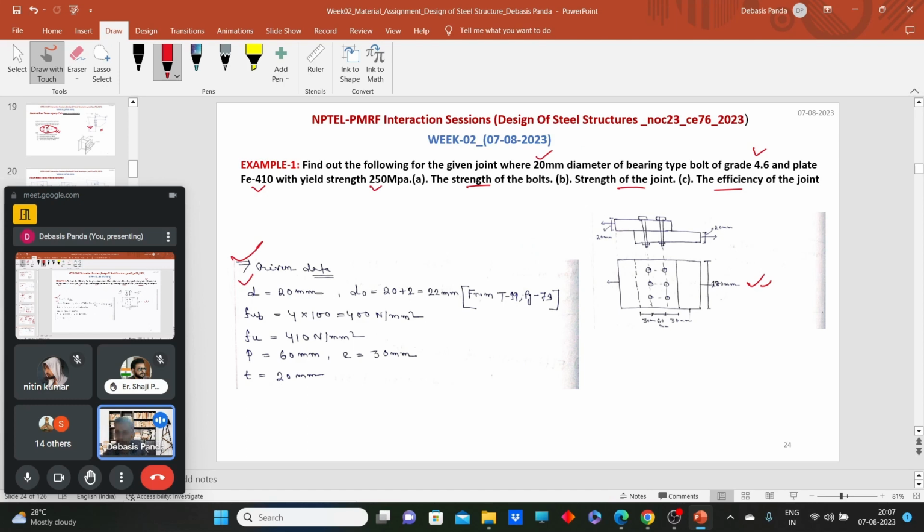So when I know the diameter of the bolt and we are designing using the bearing type of bolt, so from table 19, what we can find out? The diameter of the bolt hole. So for 20 mm bolt, what will be the diameter of bolt hole? For the standard clearance, that is 2 mm. So for the bearing type of bolt, I already have explained, you have to go for the standard clearances, right?